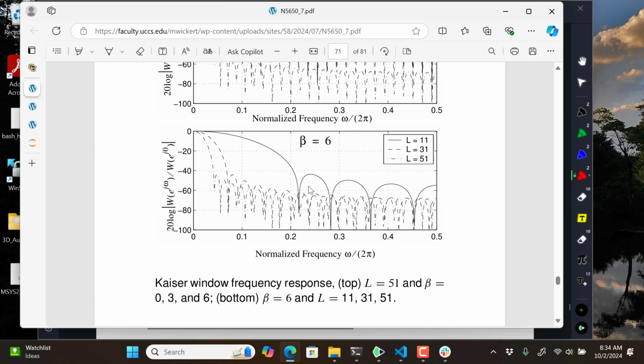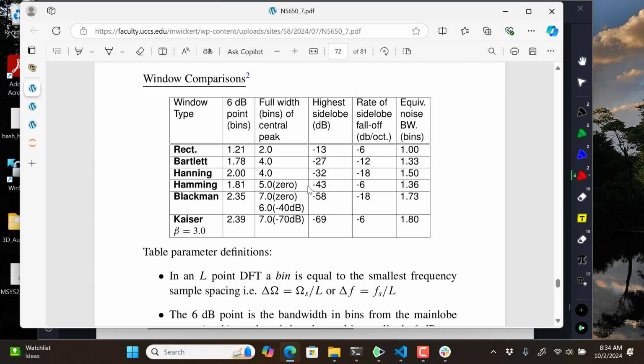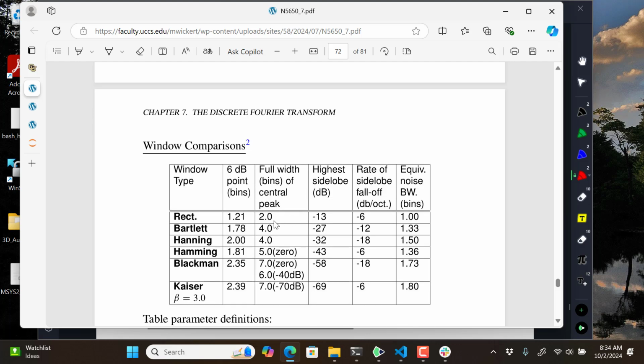Basic properties of the windows. There it is. So the rectangular window has a side lobe level that's only down 13 dB, whereas the Hann window, I didn't correct my grammar here, is down 32 dB.